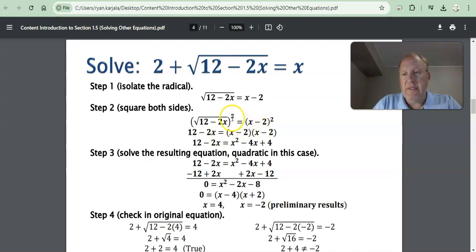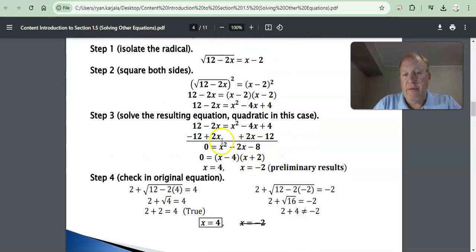And then if you square one side, you square the other side. So I square the other side, and I get x minus 2 times x minus 2, which you can multiply out. And you go down through it, and you solve the equation like you would before. Again, isolate the variables on one side so you get equal to 0. Factor it. So x is equal to 4, and x is equal to negative 2.